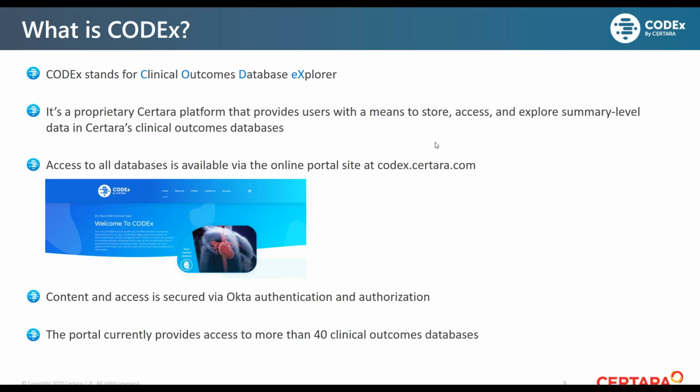So what we have tried to come up with is a platform that allows you to very easily, with a click and go interface, explore that. The content and the access is secured via an authentication and authorization system that is integrated. Again, that's not something that you will typically deal with. But when you sign up, you'll get an automated email from this system, and the system makes sure that you truly are who you are, and that you also can only see what you're supposed to see and not anything else. Right now in the portal, we have more than 40 clinical outcomes databases, and we're constantly expanding that.